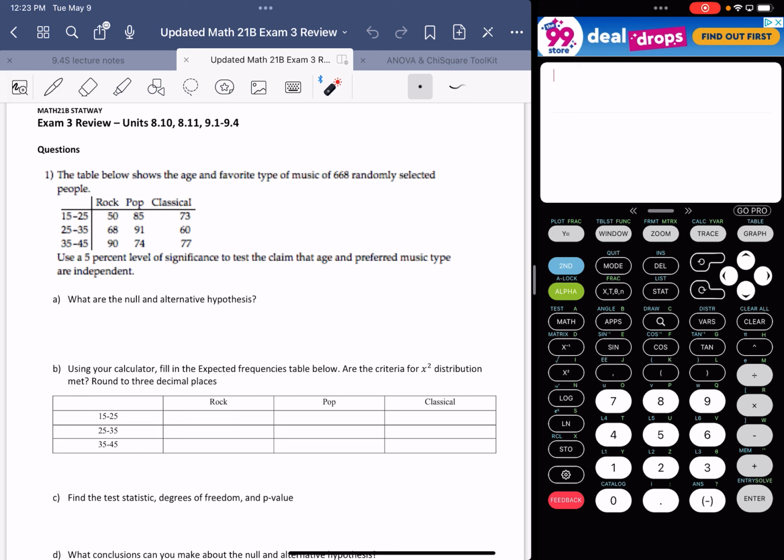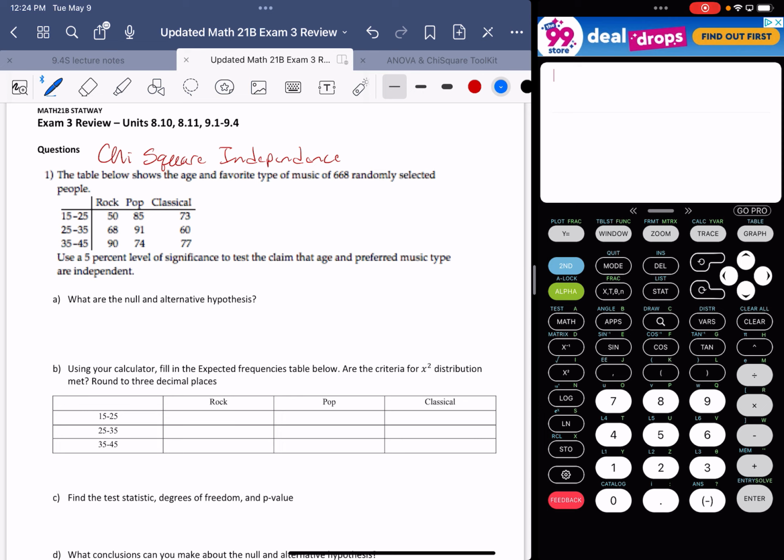Before I go any further, I want to ask you guys, of our 4 options, ANOVA, chi-squared goodness of fit, chi-square independence, and chi-square homogeneity, which of those 4 is this problem? Independence. Independence, good. So I'm just going to put that up here. So this is chi-square independence. And then you can use our toolkit table that we worked on today to help you continue if you wish.